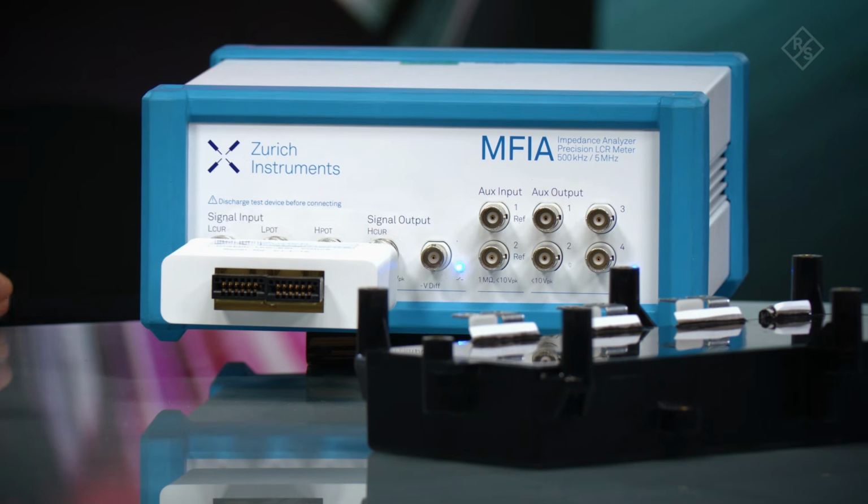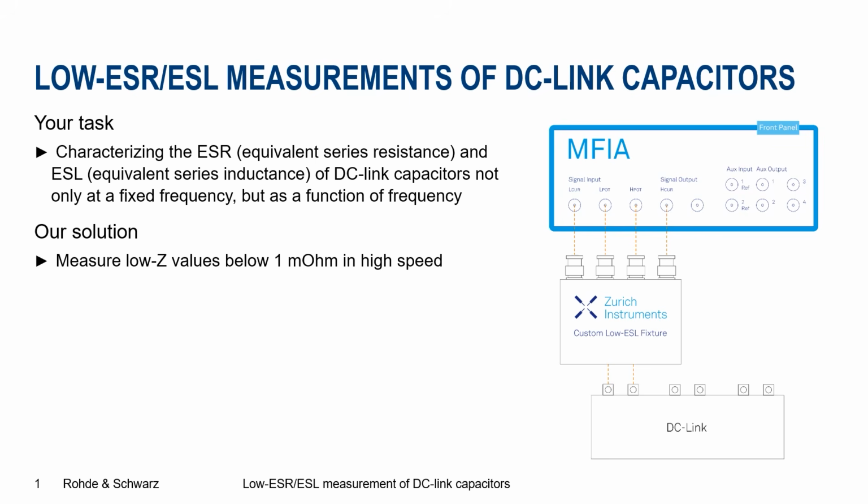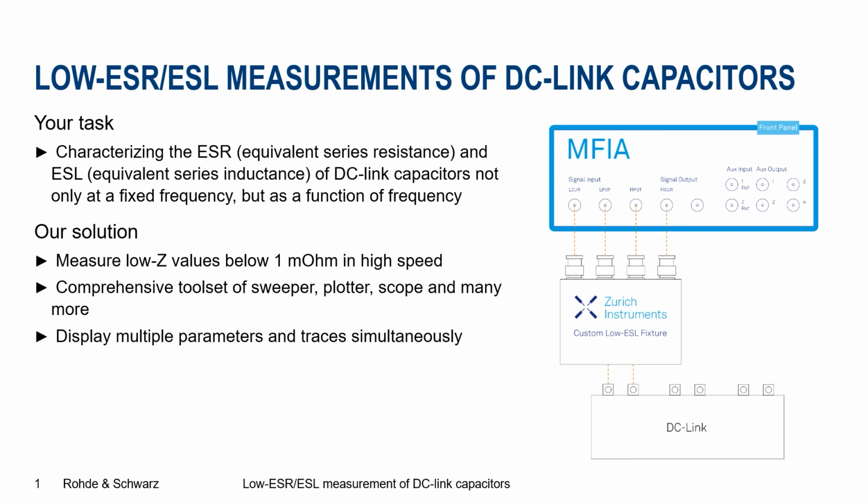The MFIA is the perfect instrument for characterizing DC-link capacitors, as it covers a very broad impedance range starting from 1 milliohm and below, and this in a very fast time thanks to its innovative FPGA-based architecture. Employing our LabOne instrument control software, it is possible to access a comprehensive toolset comprising of sweeper, plotter, oscilloscope and many more tools. With this, it is possible to record multiple parameters such as ESR, ESL, but also the capacitance of the capacitor or the tangent delta and many more in parallel.